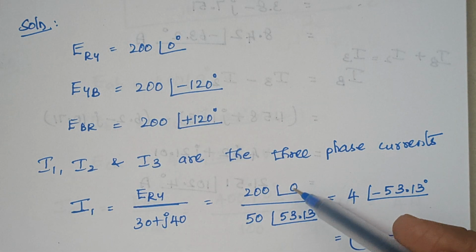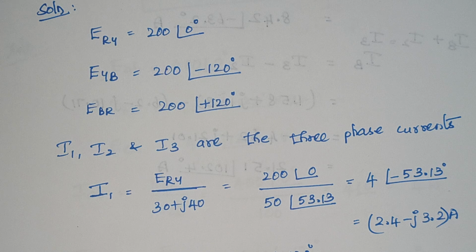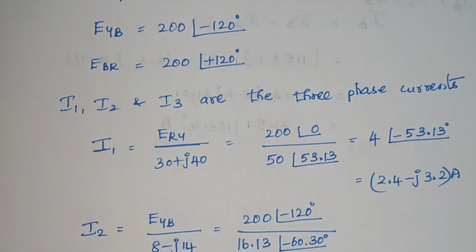So here just substitute the values. The rectangular form is converted into polar form, right? And finally this is your answer in rectangular form. These calculations you can do easily with the help of a calculator, and again it is up to you. You can directly substitute and find the values. Right. And the next thing is the value of I2.